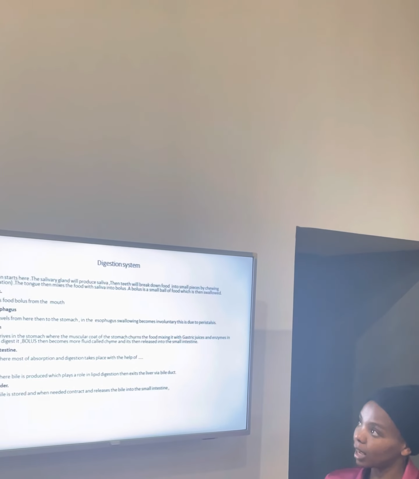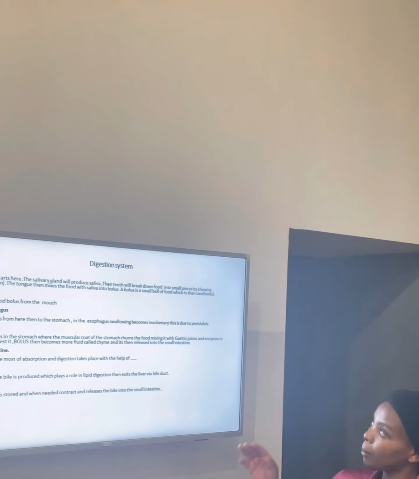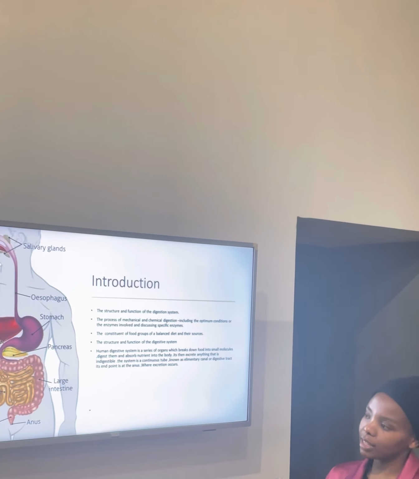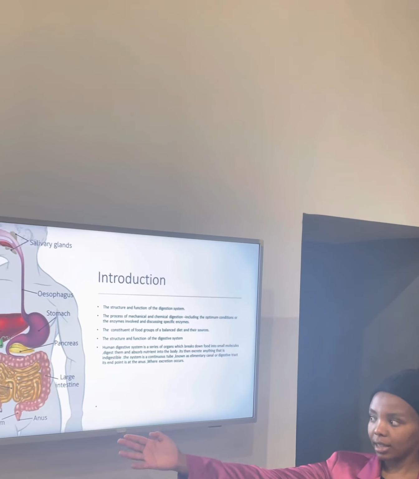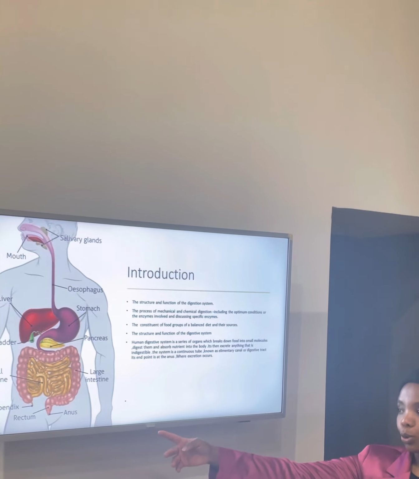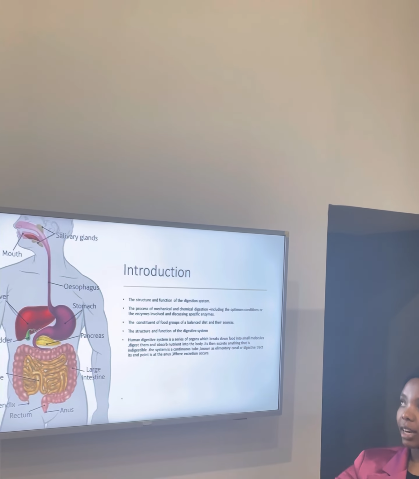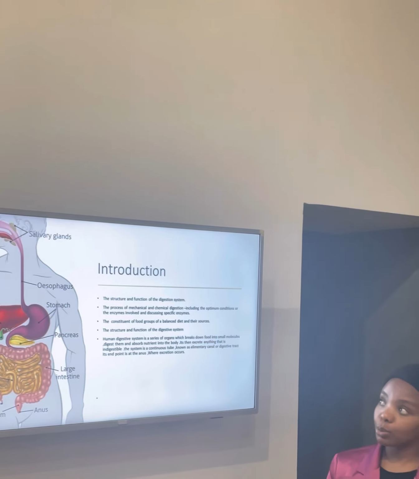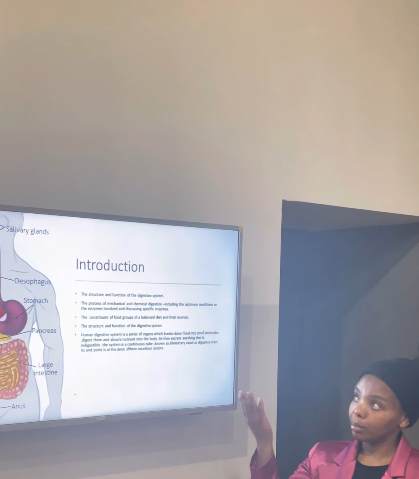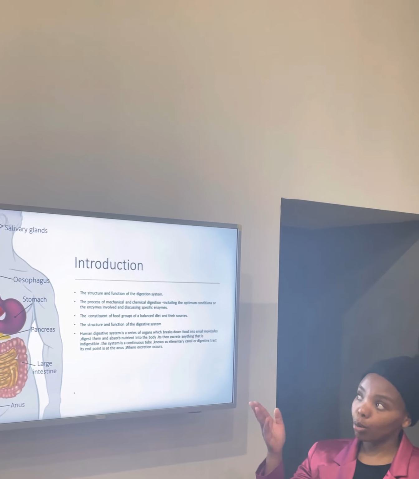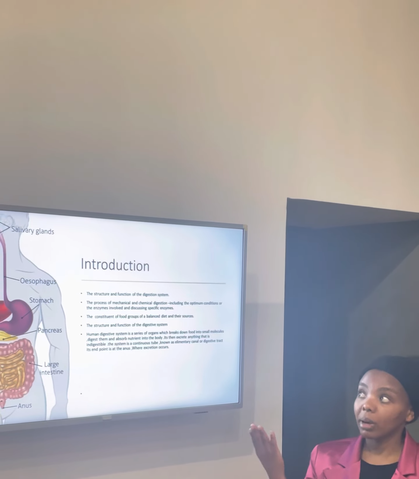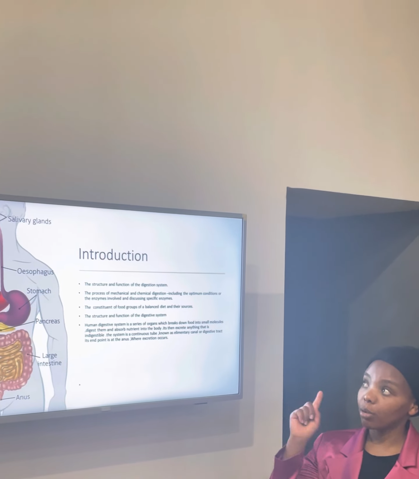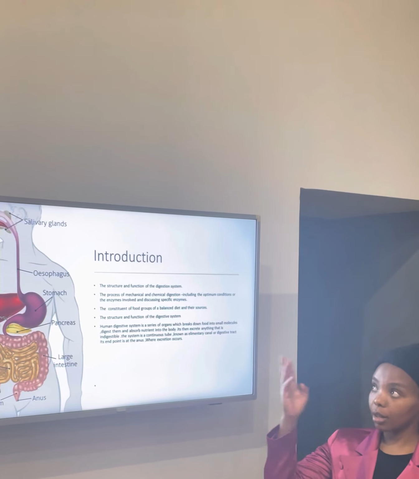Digestion starts from the mouth, and then excretion is done through the anus. So digestion starts from the mouth, where food is broken down by teeth into small particles, which is called mastication, and then saliva from salivary glands mixes with the food.